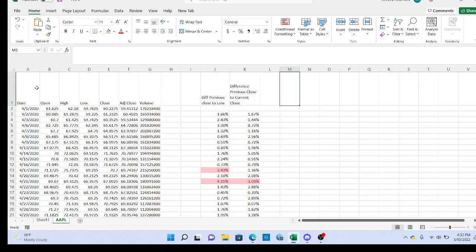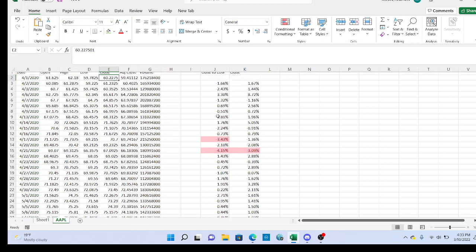So I actually got a data dump of Apple, and this is all the way from April 1st, 2020. This column right here is going to be the difference from the previous close to the low of the current price action. You can see I highlighted everything that was over 3% to the downside. So let's just take a look at some of this data.